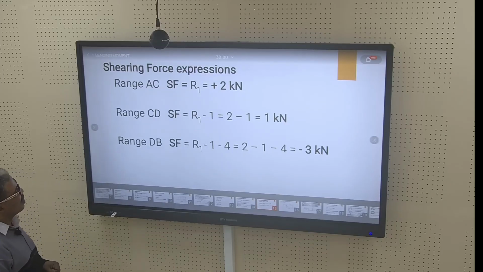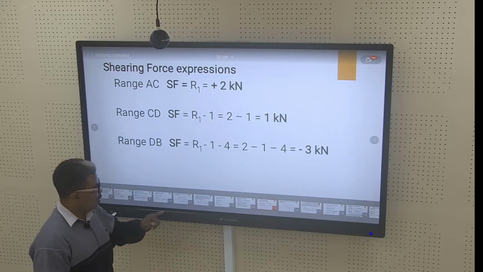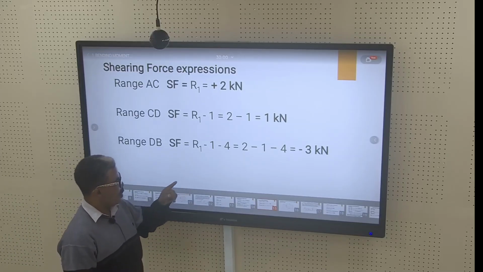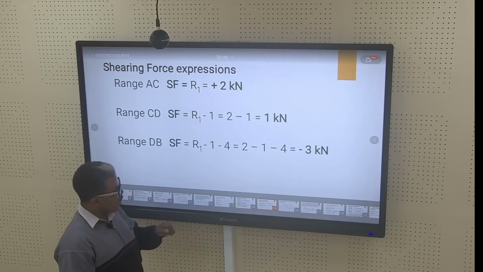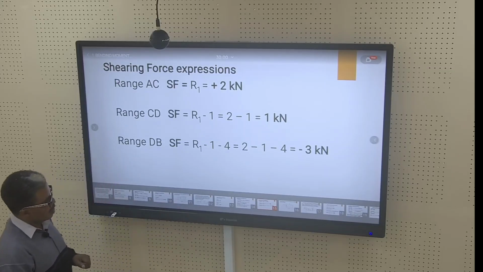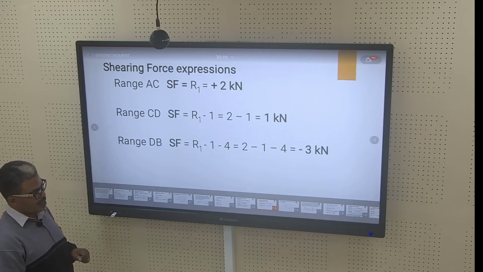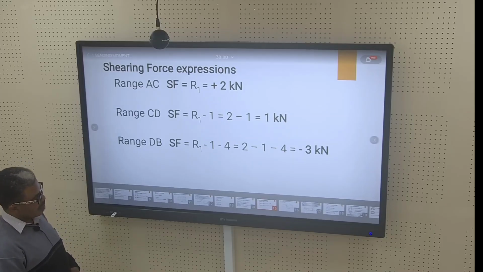And the range DB is R1 minus 1 minus 4. The two are going downwards, mind you. They are in the opposite direction. So R1 minus 1 minus 4, R1 is 2, so 2 minus 1 minus 4 gives negative 3 kilonewton. Remember that the negative is for direction, so it is 3 in the opposite direction.